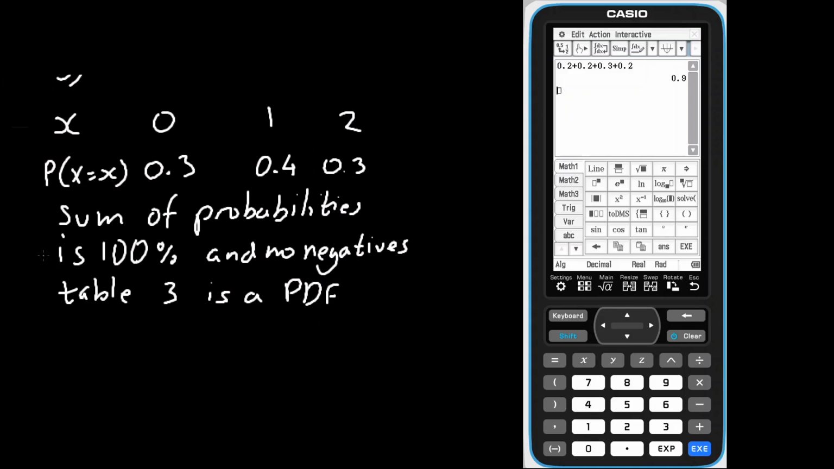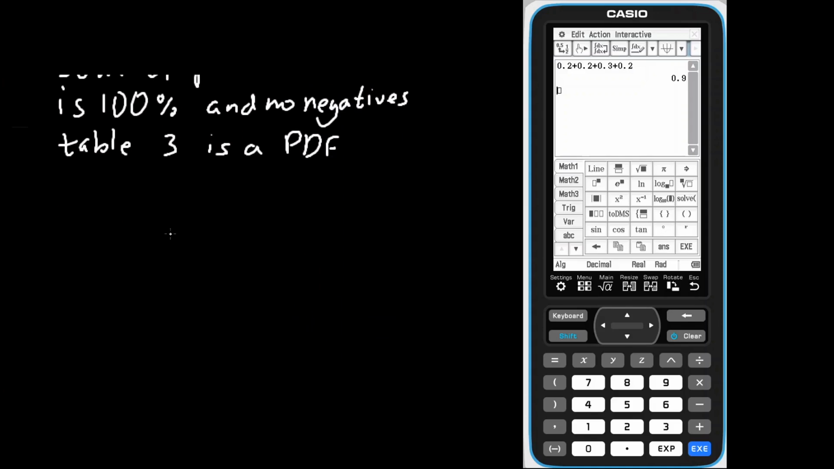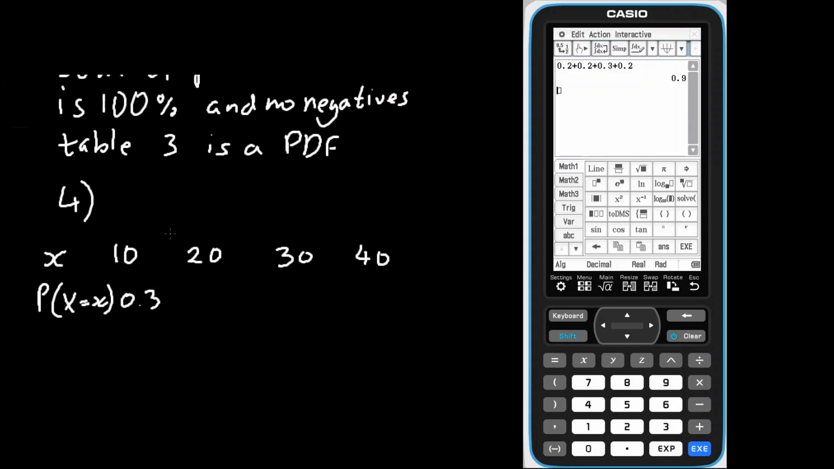All right, is a probability distribution function. Cool. Then we've got this last table here, table 4. And we've got x there. x needs to be equal to 10, 20, 30, or 40. And again, the probability can either be equal to that 0.3, so 30%. Here we go. Or 110%.